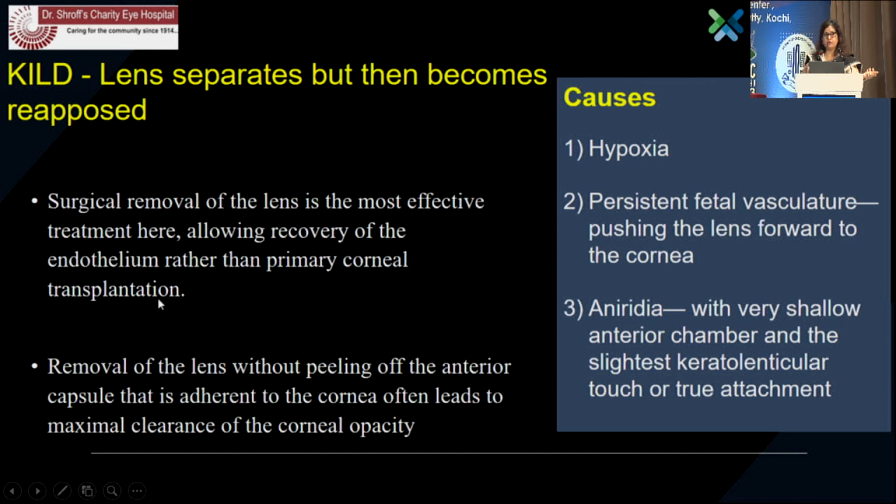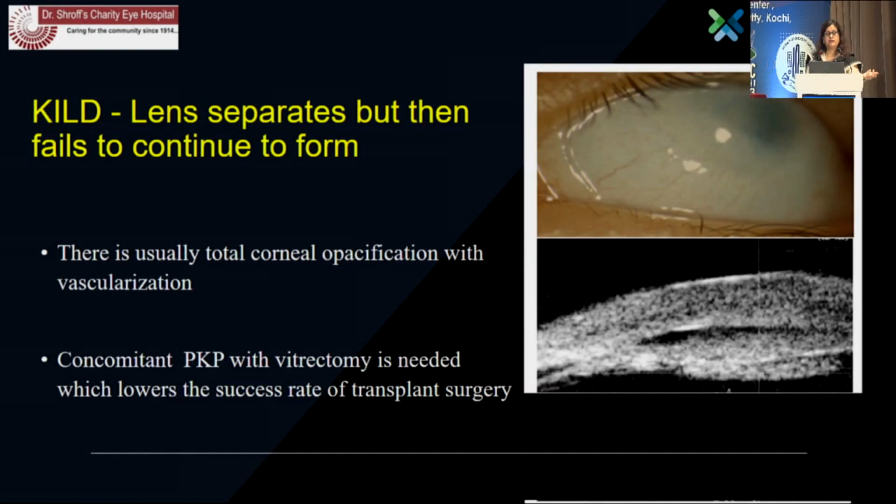So first you do remove the lens and just let the cornea recover on its own without peeling off the anterior capsule which is adherent to the cornea. The fourth situation is where the lens separates but then fails to continue to form. Again, there is corneal opacity, and you see in UBM there's hardly any space between the cornea and the lens.